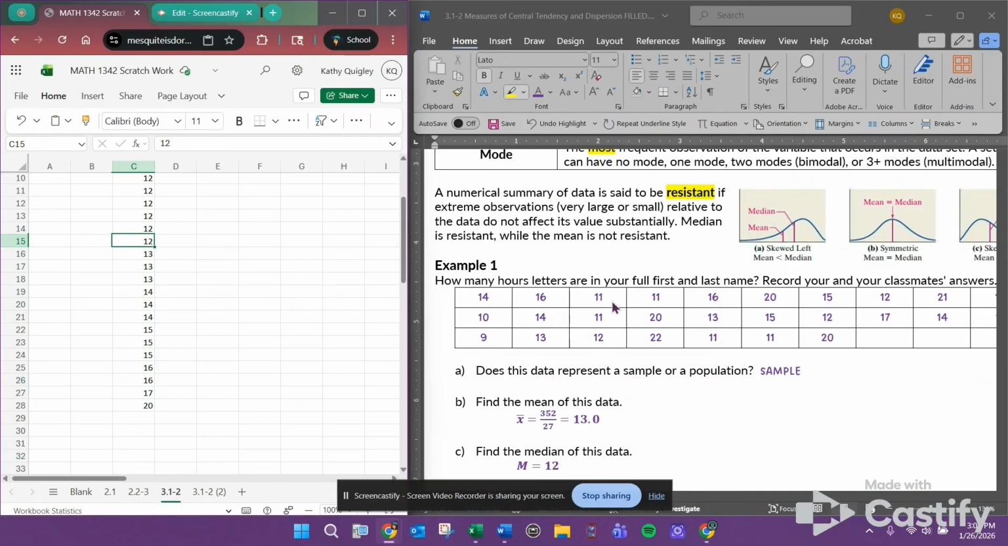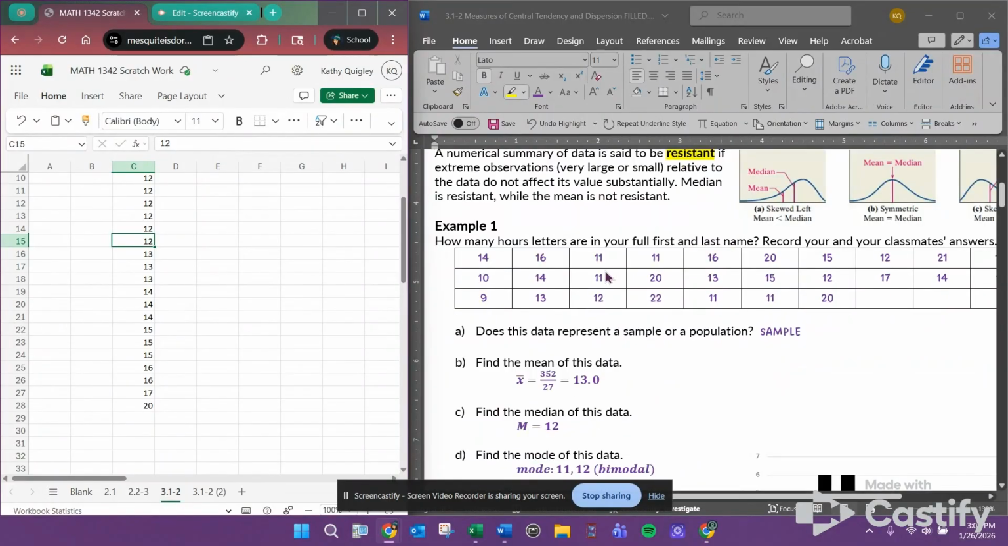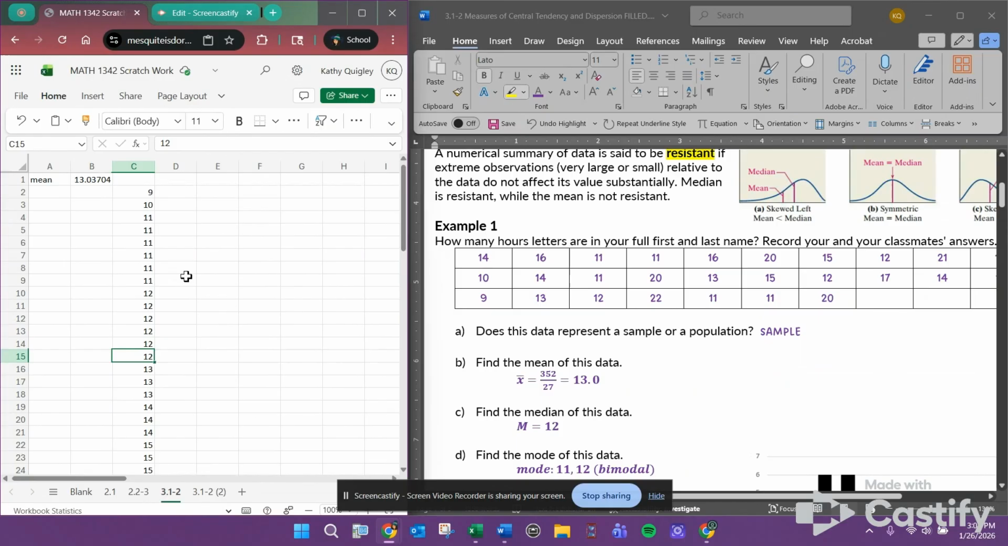Now notice these are not the same. It's not too far off, but it's not the same. If we go to find the mode, you'll notice that I have 6 entries that say 11 and 6 entries that say 12. So we have a bimodal set of data with 2 modes of 11 and 12.